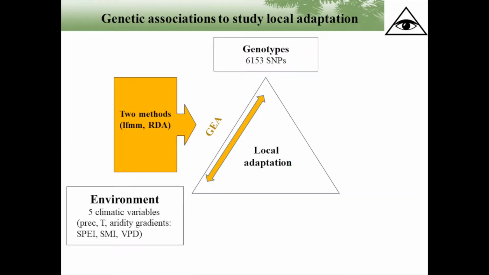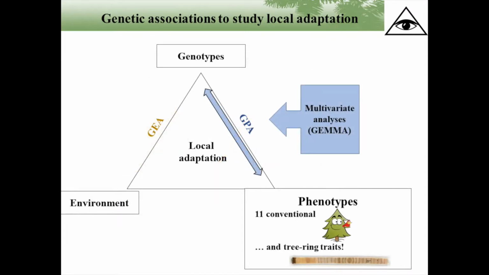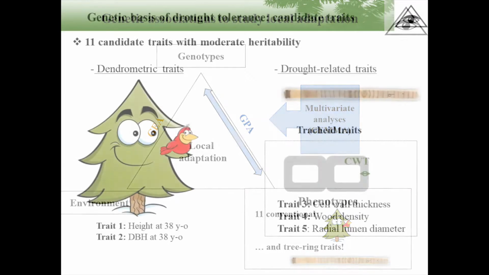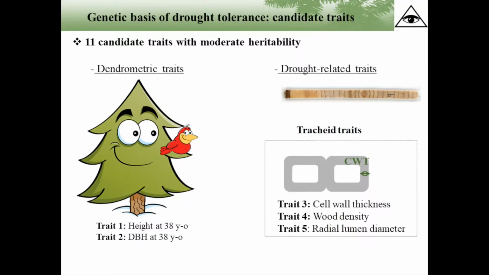We identified adaptive genetic variation by correlating allele frequencies for candidate single nucleotide polymorphisms with temperature, precipitation, and aridity gradients using 2 different methods. For GPA analysis, significant associations were tested between genotypes and 11 conventional and tree-ring traits using a polygenic model. Conventional traits included height and diameter at 38 years old.